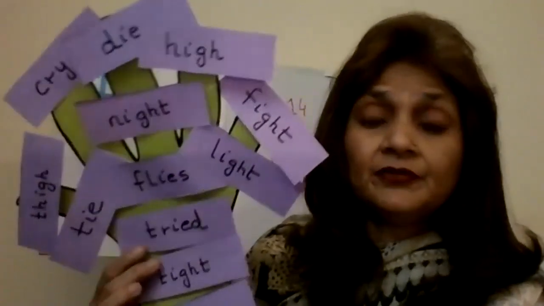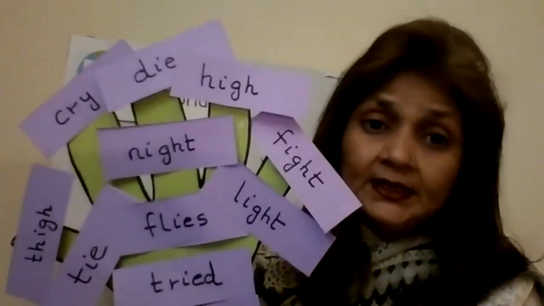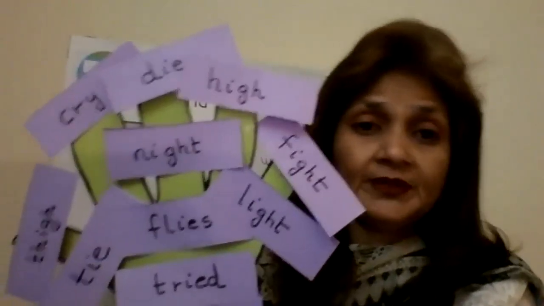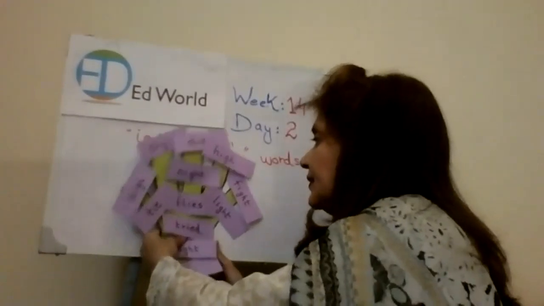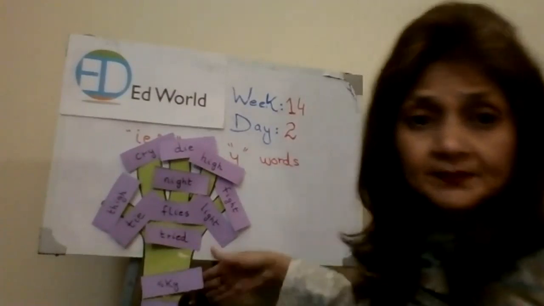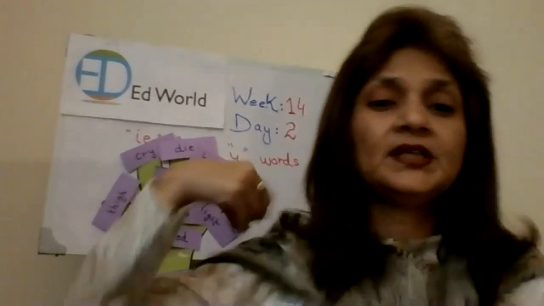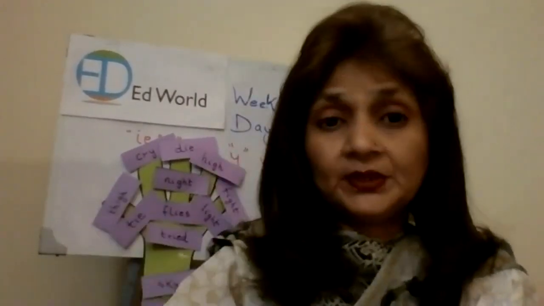So these are different words that have IE in them. Some of them end with a Y. Some of them have IGH in them. Right? So these are the different words. Now, what are we going to do? Can you all see this? Yes? Great. Now we are going to sort these words according to their pattern.